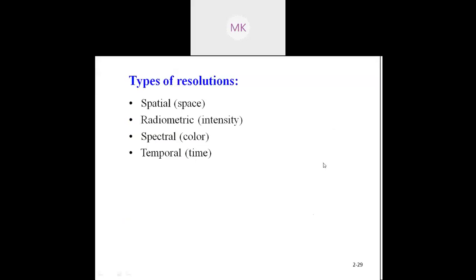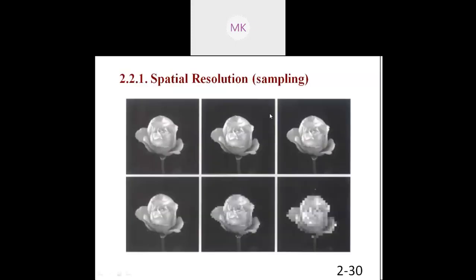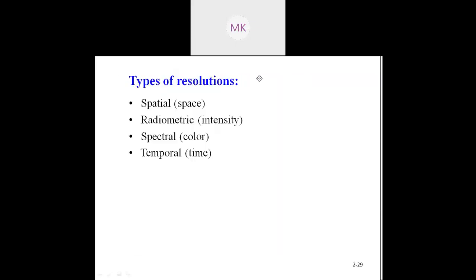There are 4 types of resolutions. First is spatial resolution, second is radiometric or intensity resolution, third is spectral or color resolution, and fourth is temporal or time resolution. So first is spatial resolution.